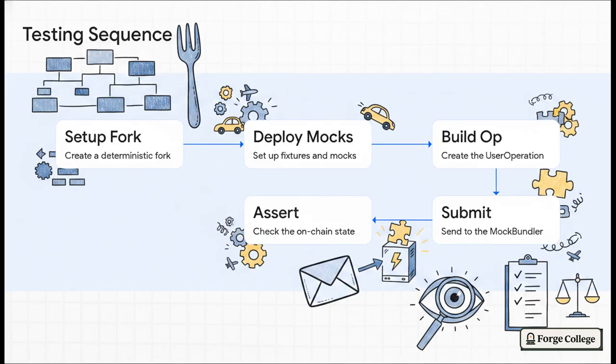Let's walk through the actual testing sequence. First, we set up our deterministic fork. Second, we deploy our mocks and fixtures, our flight simulators. Third, we build the user operation using the SDK helper from our previous scaffold lesson. Fourth, we submit it to our mock bundler.